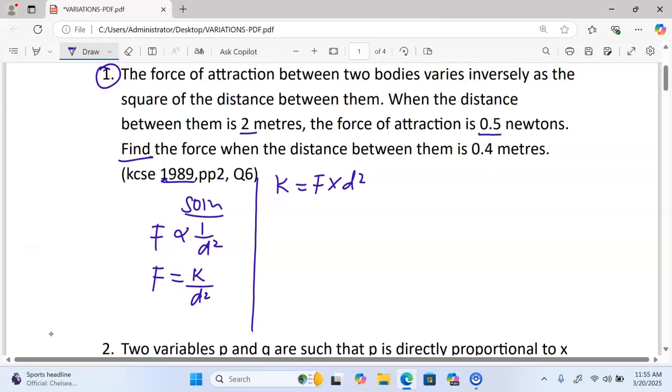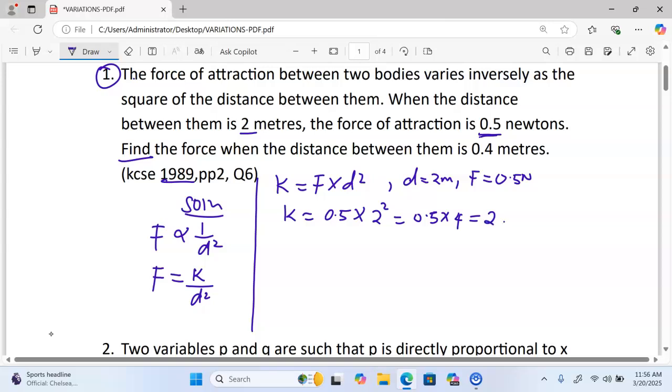Before we go to the question, we must first get the value of the constant. We have been told when the distance between them is 2 meters, that is when d is 2 meters, the force is 0.5 newtons. So to get our k, we take the force which is 0.5, and multiply by the distance d which is 2, squared. This gives us 0.5 multiplied by 4, giving us exactly 2.